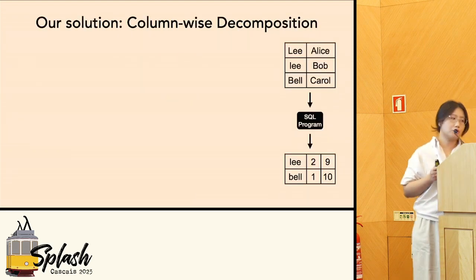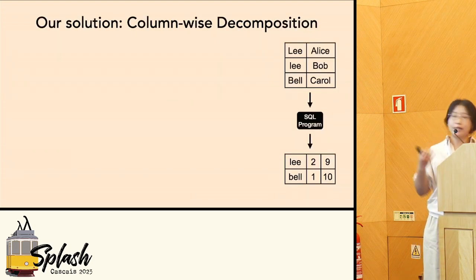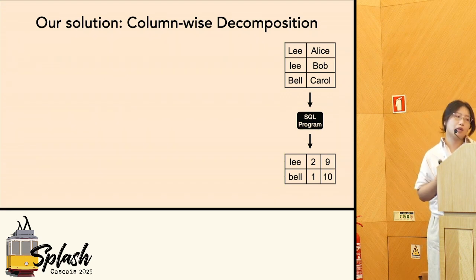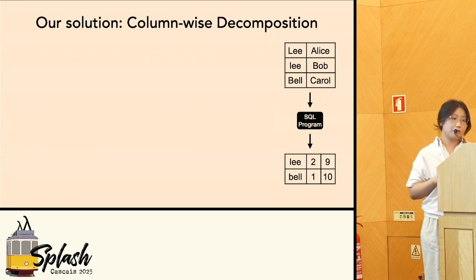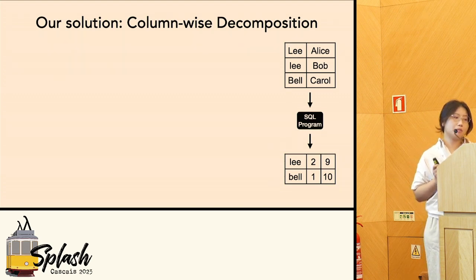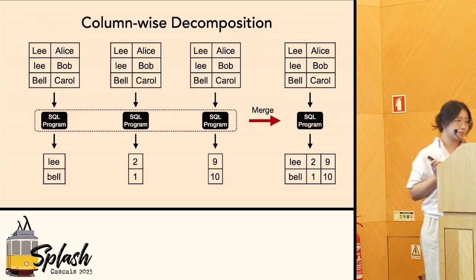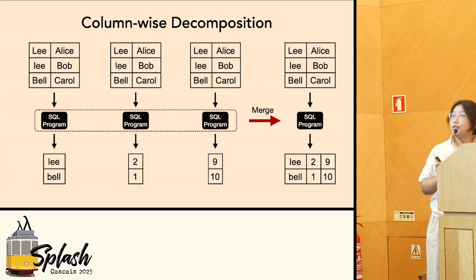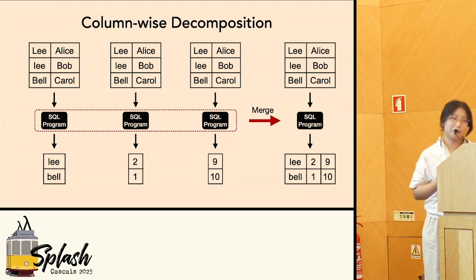Our solution is to rely on a concept that we call column-wise decomposition. The goal for this example is to design a program that can produce the table on the bottom given the input table on the top. Our central idea is to synthesize three different programs, one for each single column, and then merge them together to retrieve the final program. Here, on the left, we synthesize three separate SQL queries, one for each of the columns, and finally merge them back together to get the full program.